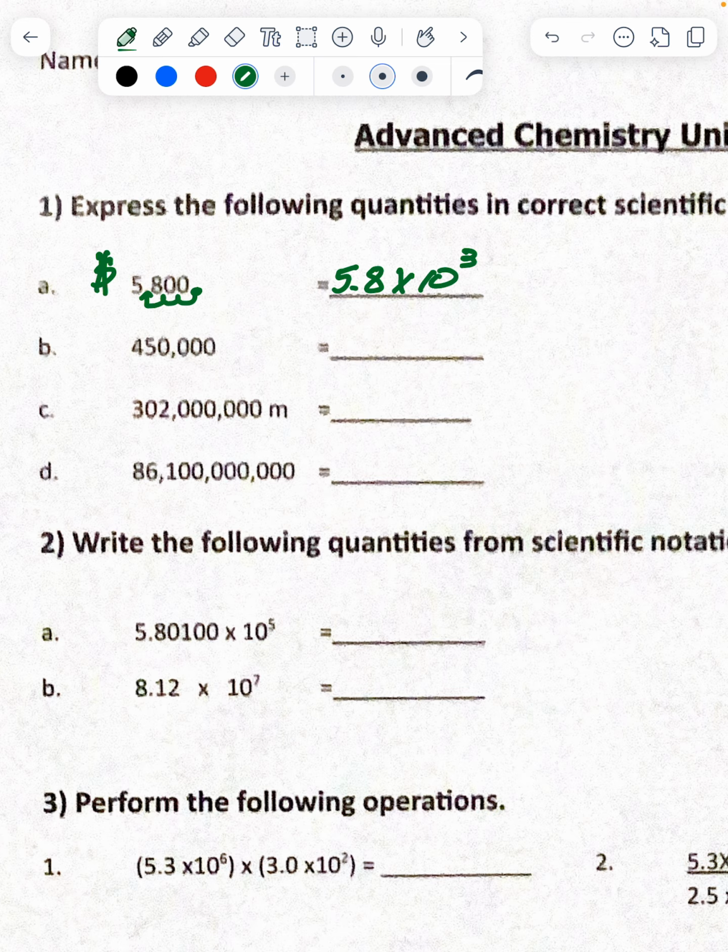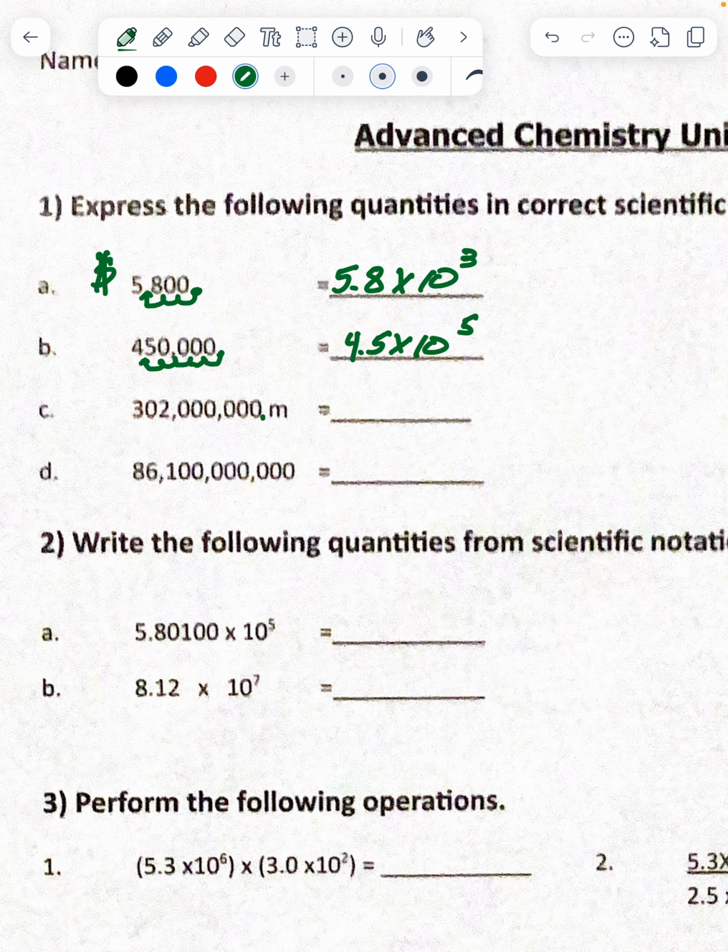We're going to do this one. We're going to start here and go left: 1, 2, 3, 4, 5 times. That gives me 4.5 times 10 to the 5th. The key thing here is to make sure you are at a number between 1 and 10. You're not going to do 45, and you're not going to do 0.45. It has to be a number between 1 and 10.